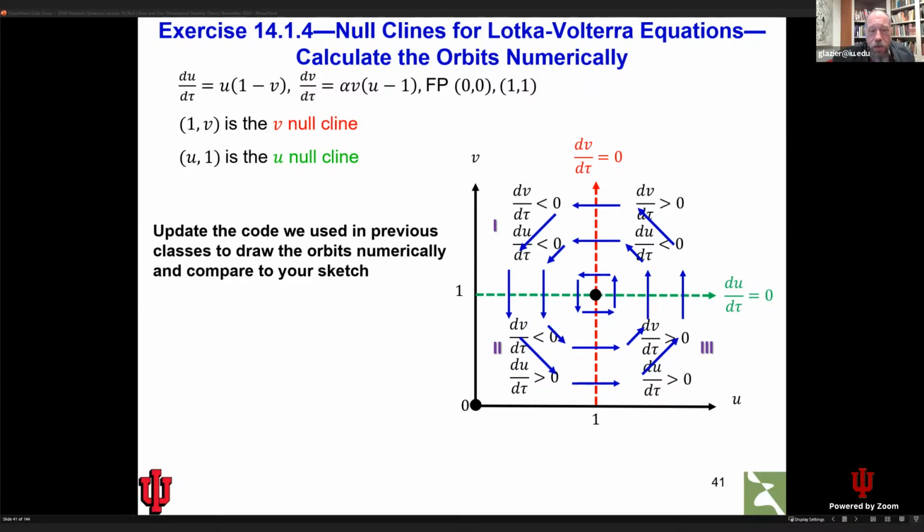Does anybody want to try, instead of running between 0 and 4, try making your plot go from -1, your x range and y range go from -1 to 4, so you can see what happens in those quadrants that are on the other side that we were talking about. You probably still want to go up to 4 on the positive side because you want to see that closed cycle.